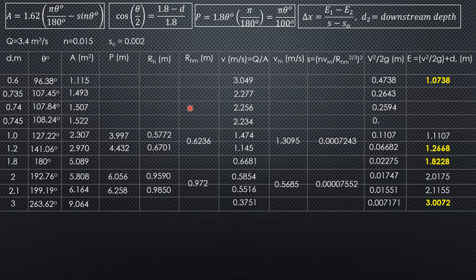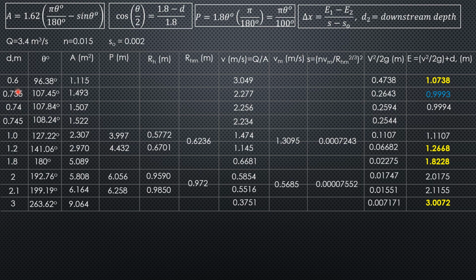Then for the specific energy, 0.2643 plus 0.735 is 0.993. 0.2594 plus 0.74 is 0.9994. So it's very close. 0.2544 plus 0.745 is also 0.9994. So far, this is the least specific energy.